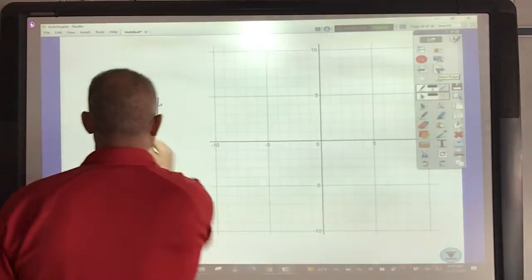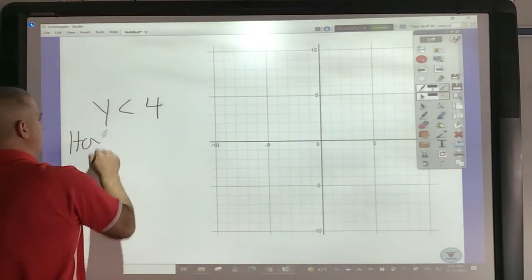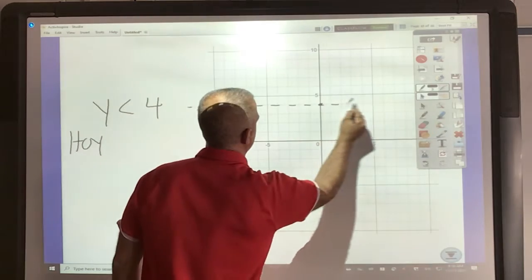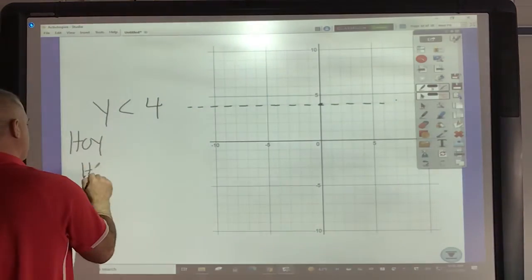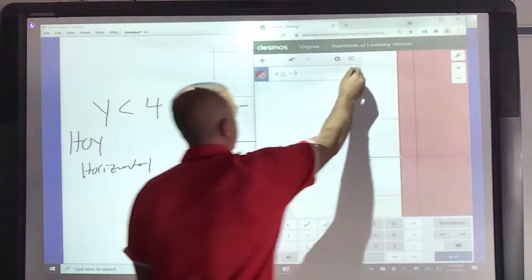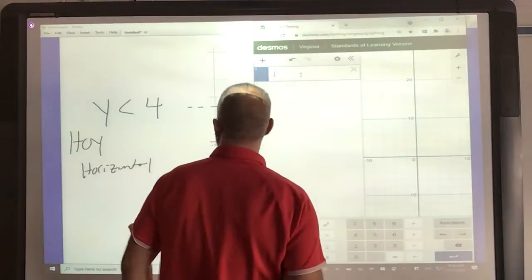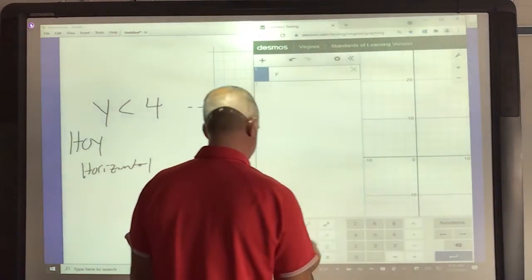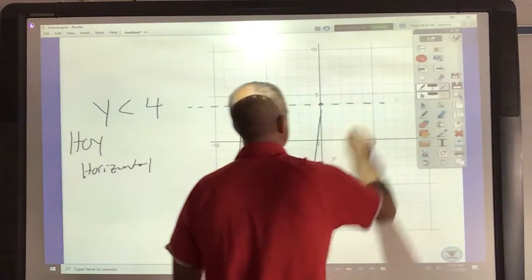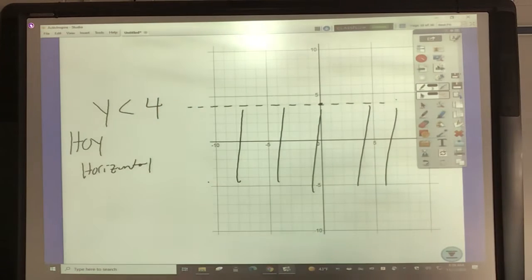All right, so this is a Hoy problem. Now since there's no line underneath of it, I got a horizontal line. Okay, so I got y less than 4. You can see the shading. It's like that. Okay?